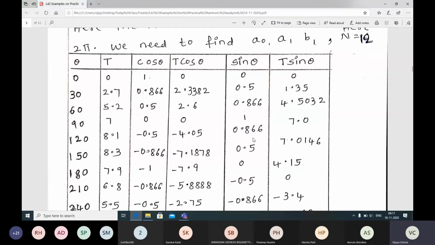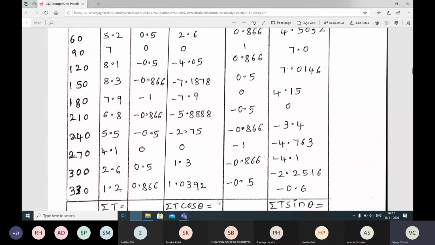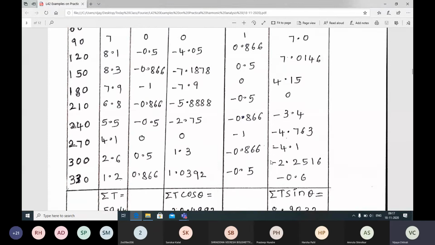8.1 into 0.866 is 7.0146. 8.3 into 0.5 is 4.15. 7.9 into 0 is 0. 6.8 into minus 0.5 is minus 3.4. 5.5 into minus 0.866 is minus 4.763. 4.1 into minus 1 is minus 4.1. 2.6 into minus 0.866 is minus 2.2516. 1.2 into minus 0.5 is minus 0.6.